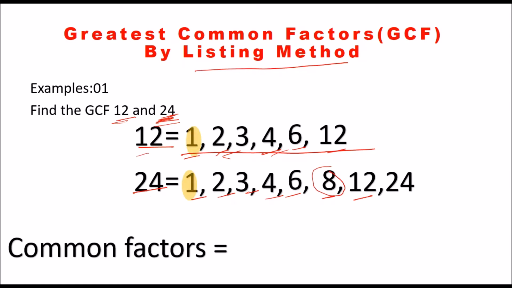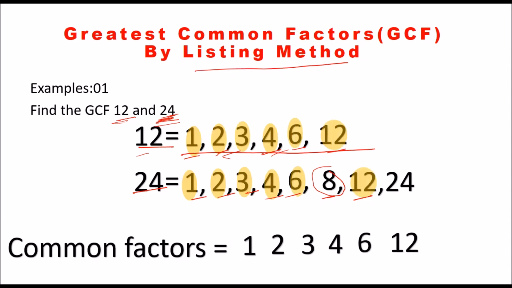So we can list the common factors here. 1 appeared on both sides, so we write 1. Another number is 2, so we write 2. Another is 3, we write 3. Another is 4, we write 4. Another is 6, we write 6. Another is 12, we write 12. So we have determined the common factors of 12 and 24.